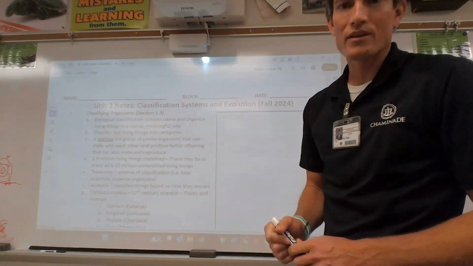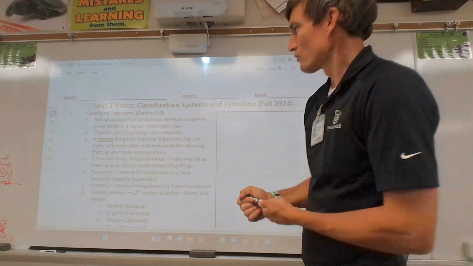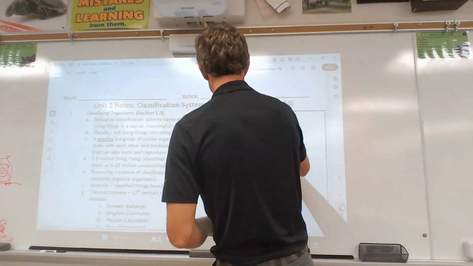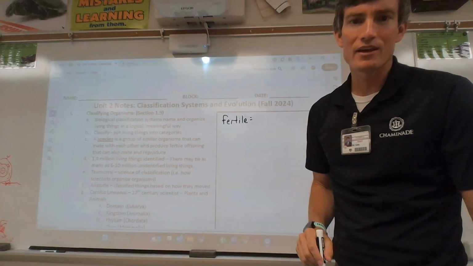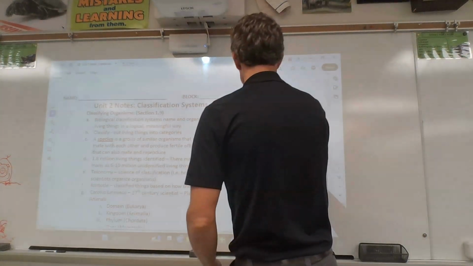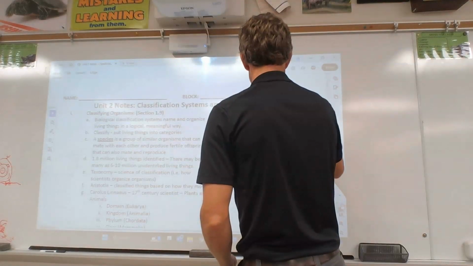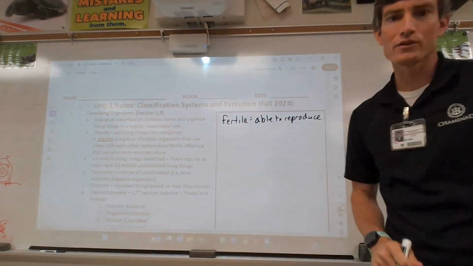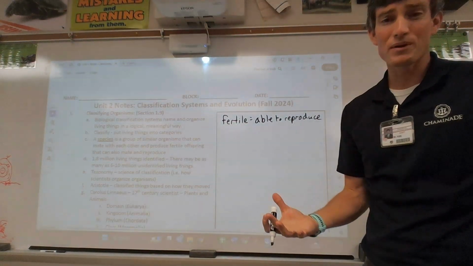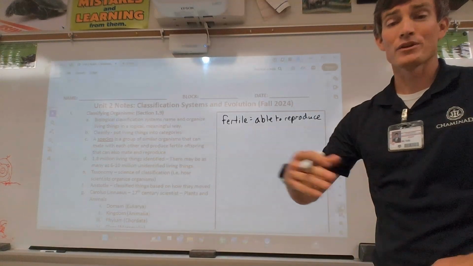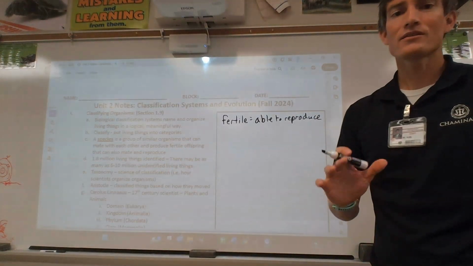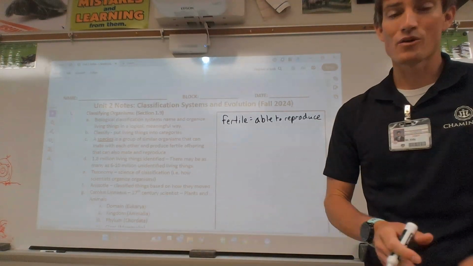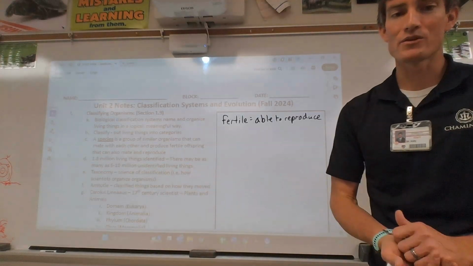In that definition, one of the things that you see is the word fertile. Go ahead and write this down in your notes. The word fertile means that it's able to reproduce. If something's fertile, it's able to reproduce, which is really important because things that are able to reproduce are able to carry on to new generations. So anything that's a species is something that's able to reproduce with another member of its same species, and then those offspring can also continue to do that.